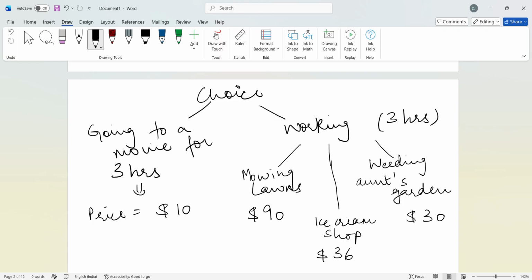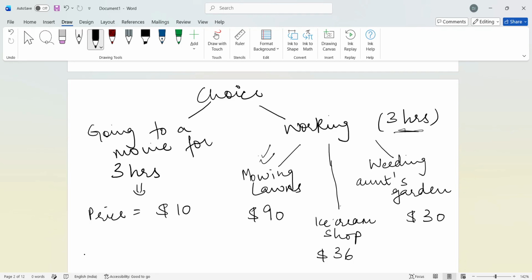Now, what is the opportunity cost of going to a movie for 3 hours? How would you calculate in such a situation? As an economist, what will you take? Among these three options, if you are going for a movie for 3 hours, basically you are sacrificing one of the jobs. And if you were not going for a movie, then obviously the job that you would have picked up would be mowing lawns, because that is fetching you the highest amount of money.